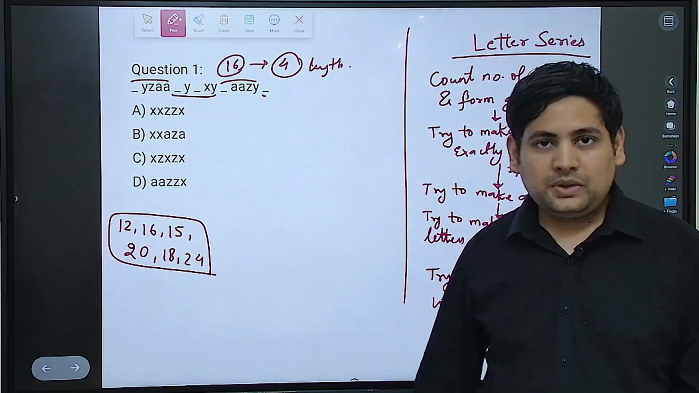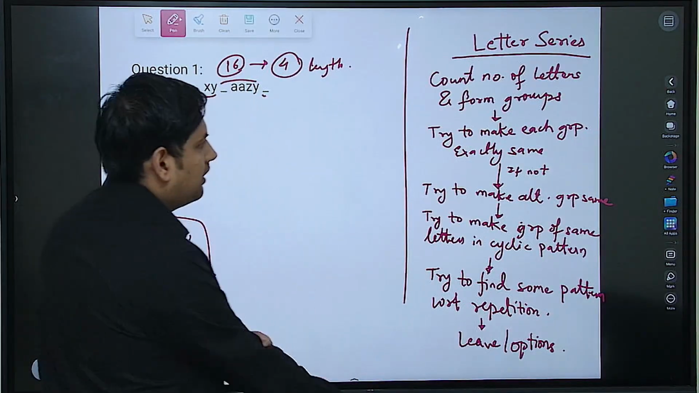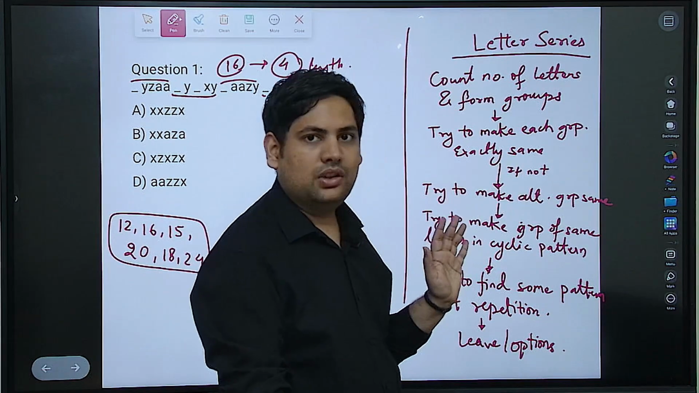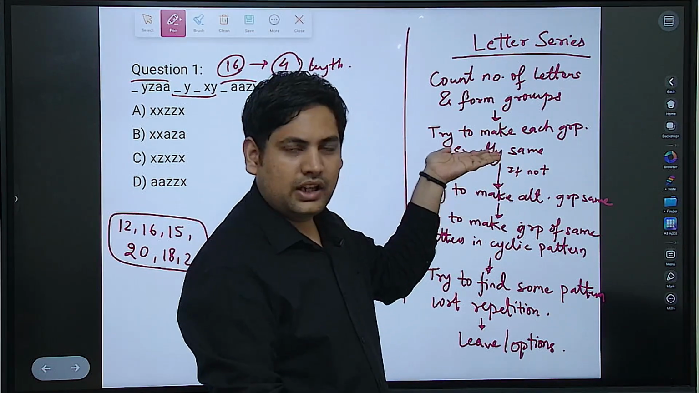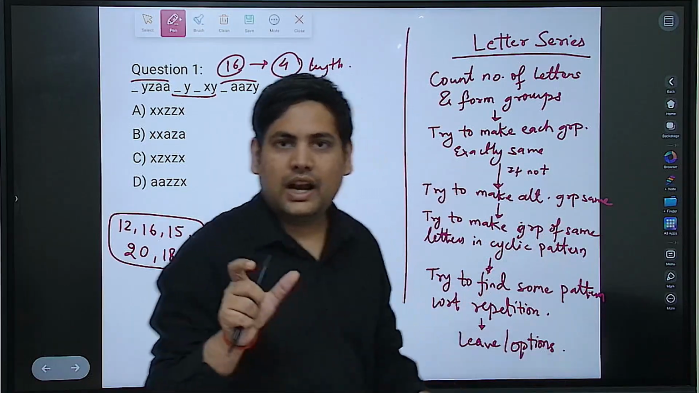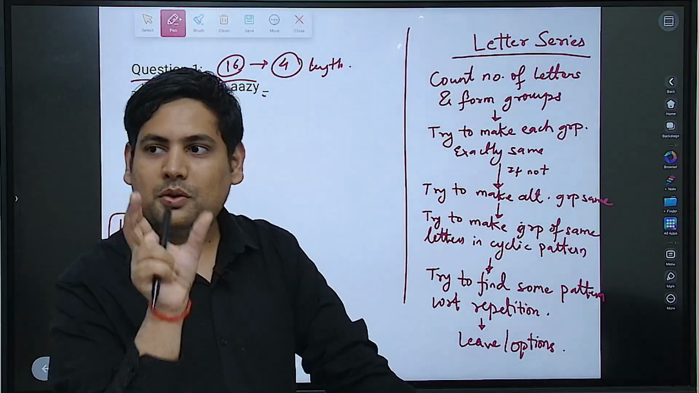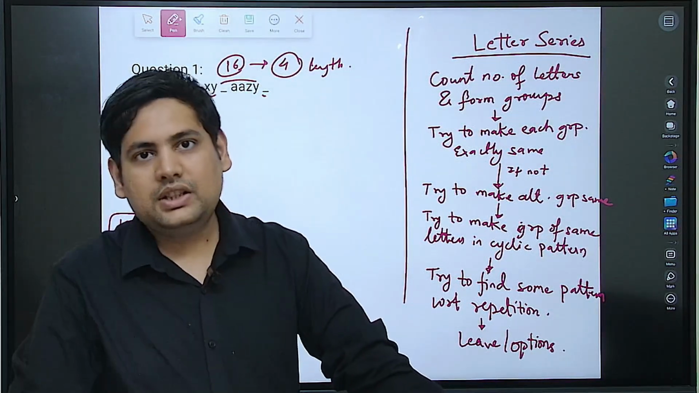Once you form the groups, now what you need to do? See, now we first try to make each group exactly same. If the groups become exactly same, then this is done. Correct? That was the pattern. Let's say 4 groups are there, so all 4 get repeated. So this is one type of group.